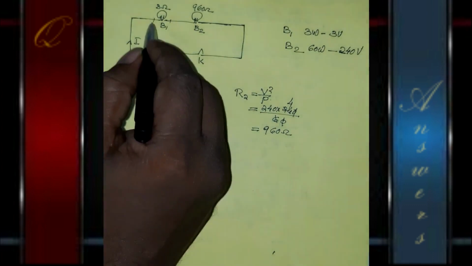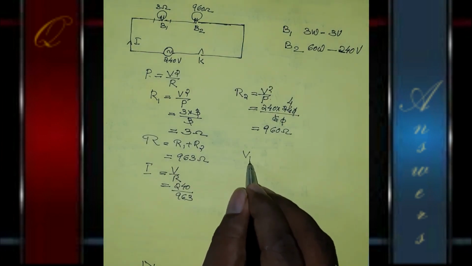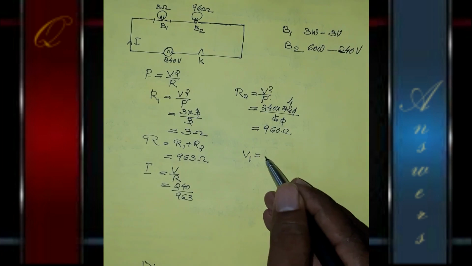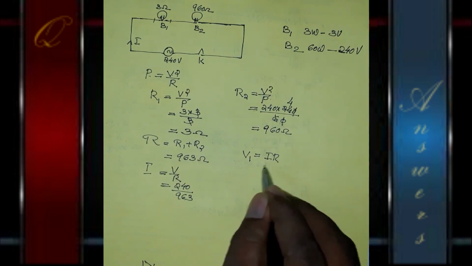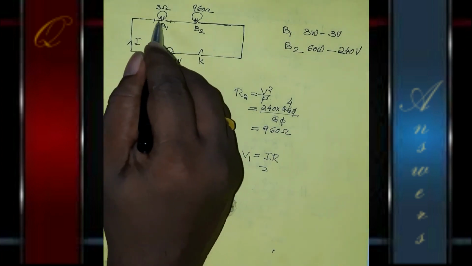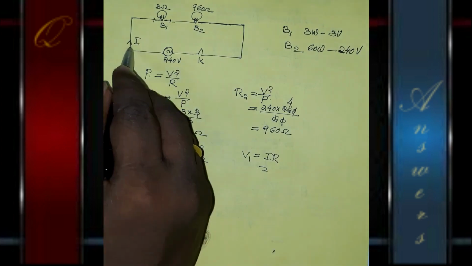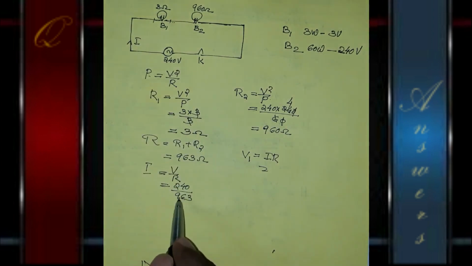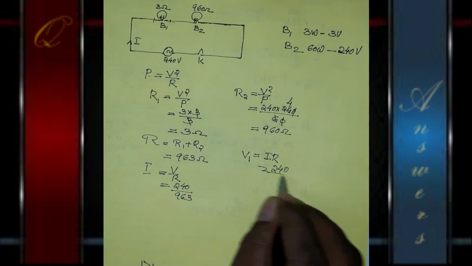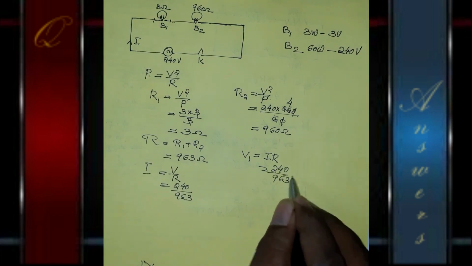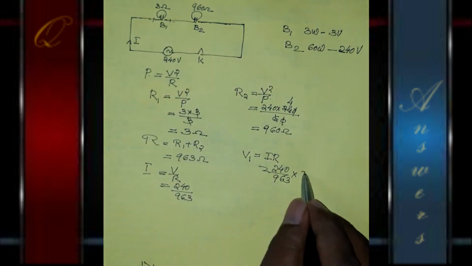You may find out this voltage, V1. The voltage across the first bulb, V1, will be I into R. Voltage is current into resistance. What is the current along this bulb? The current will be this value, 240 by 963 into R. What is R? The value of this resistance is 3 ohm.